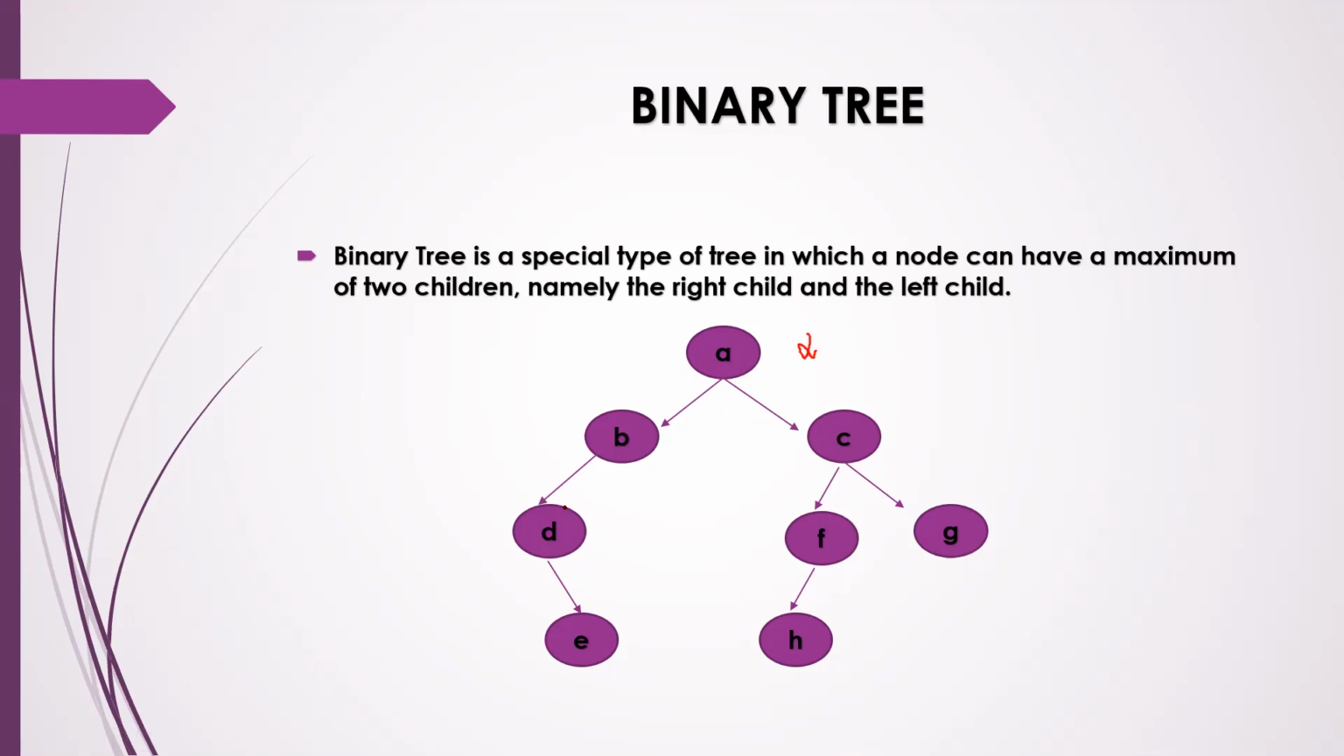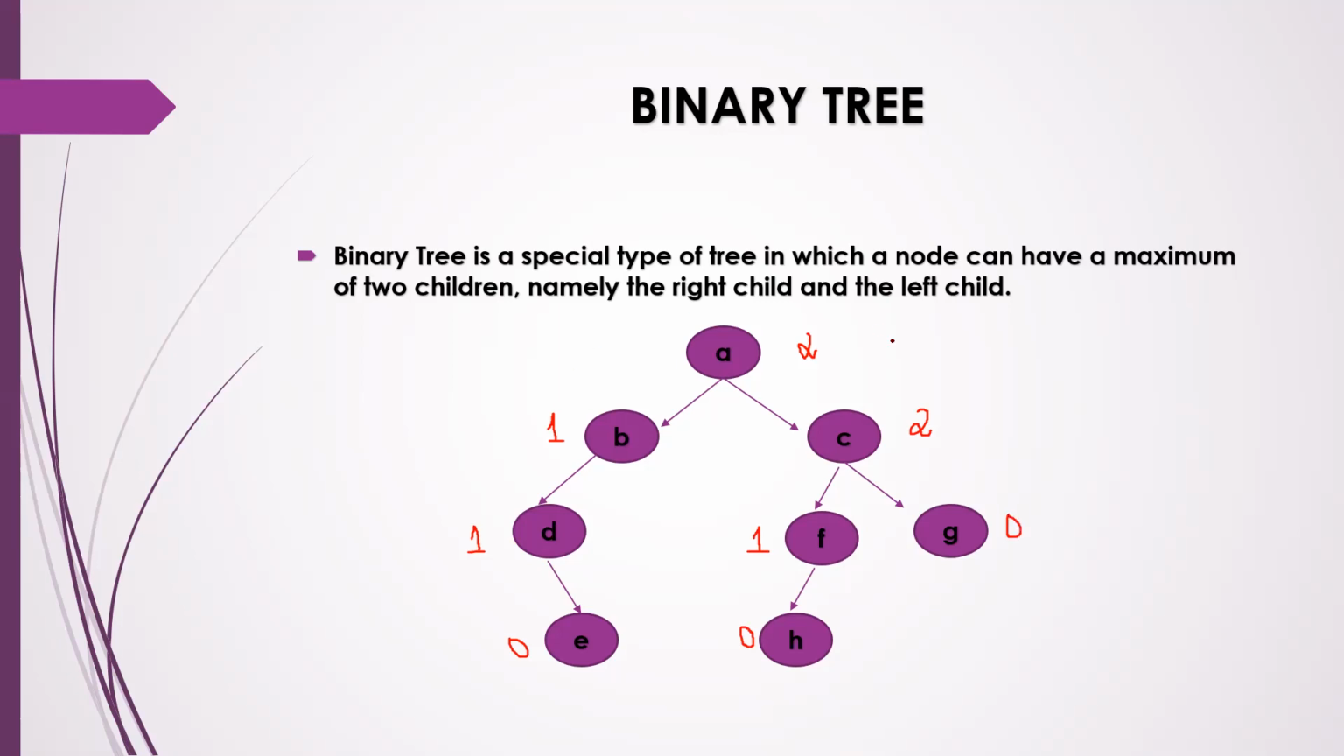And then degree of B, it has only one child. So degree of B is 1. What is degree of D? It has only one child. So degree of D is 1. E does not have any children. So degree of E is 0. C has 2 children, F and G. So degree of C is 2. F has only one child. So degree of F is 1. H has no child, so degree of H is 0. G has no child, so degree of G is 0.